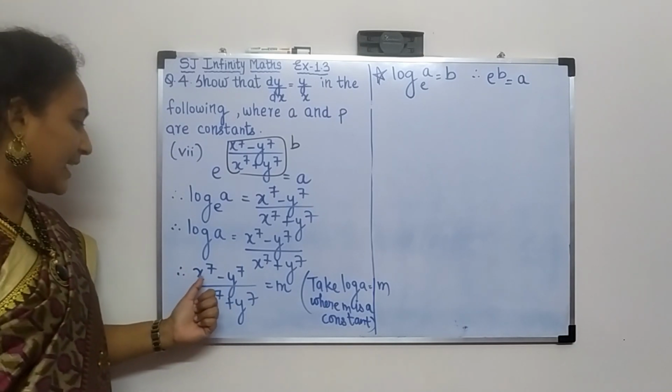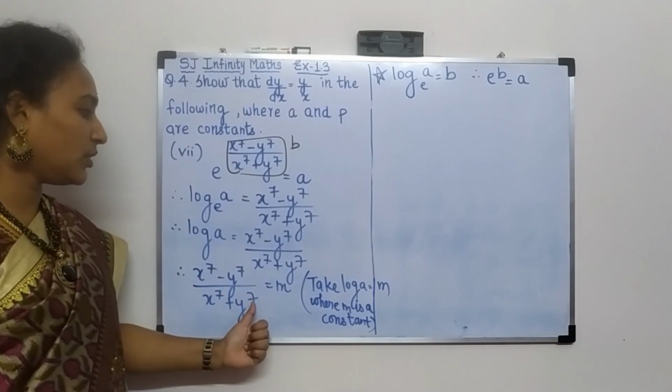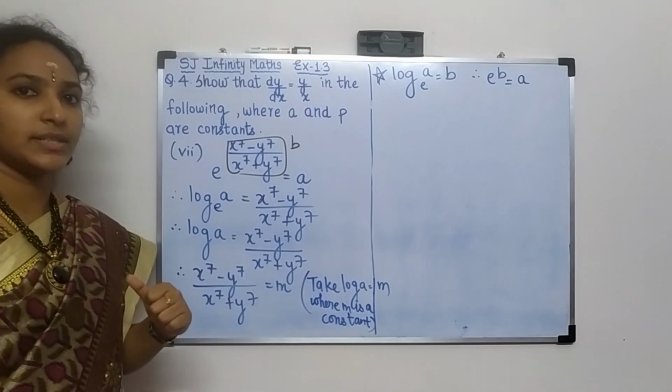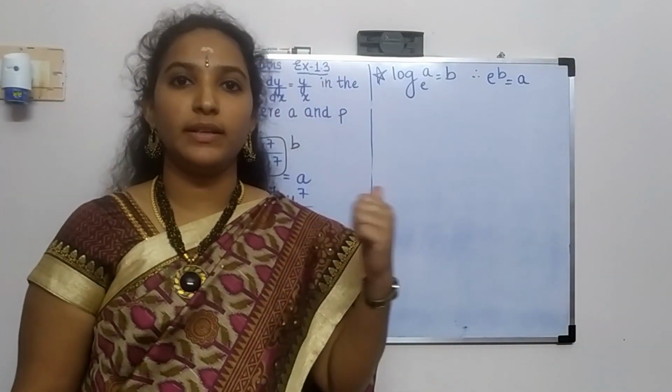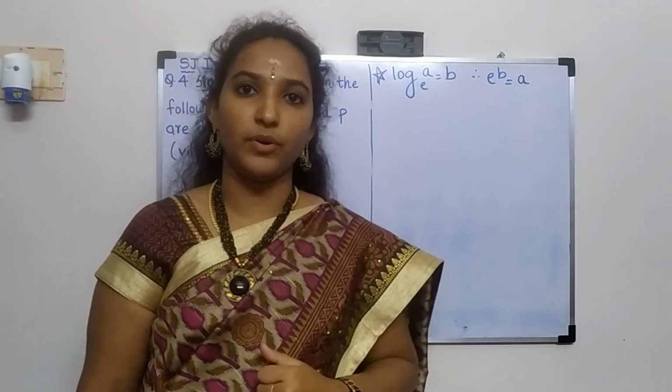Consider x power 7 minus y power 7 upon x power 7 plus y power 7 is equal to n. Further, you can solve it yourself. So the answer will be derivative of, that is dy by dx is equal to y upon x.